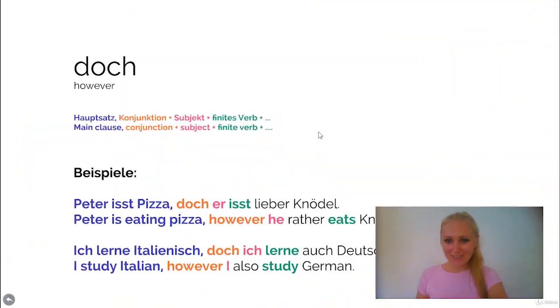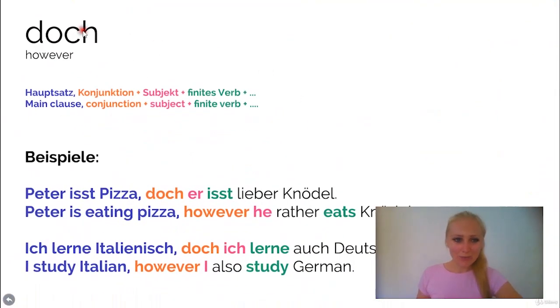Okay, now let's have a look at the first conjunction, which is doch. The best translation of doch is however. Doch also has other meanings, but let's just focus here on the word doch as a conjunction. Okay, so here let's look at an example sentence. Peter isst Pizza, doch er isst lieber Knödel. Okay, it means Peter is eating pizza, that's the main clause. However, he rather eats Knödel. Okay, so you see the word order.